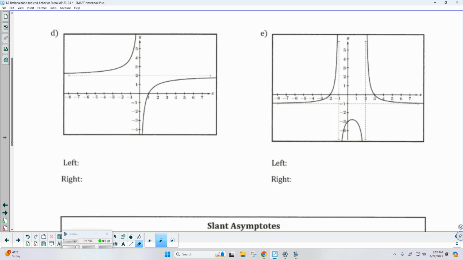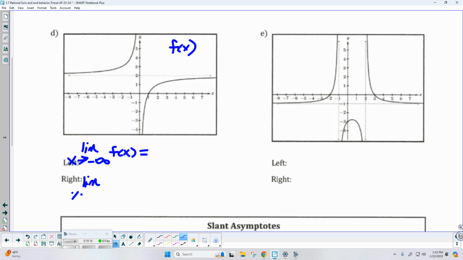Okay, so for these last 2 here, we're still wanting to write a limit statement. So they don't give me the name of this function, so let's name it. Let's go ahead and say this is function f. Okay, so the left side, the limit as x approaches negative infinity of f of x, and the right side, the limit as x approaches positive infinity of f of x. Now, for this one, what kind of asymptote does this rational function have? Is it horizontal or is it slant?